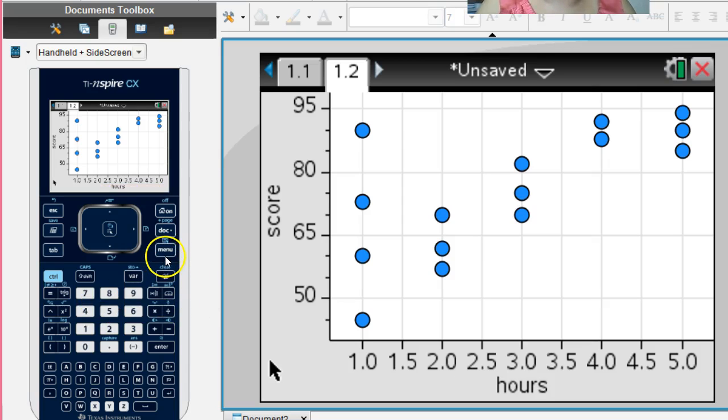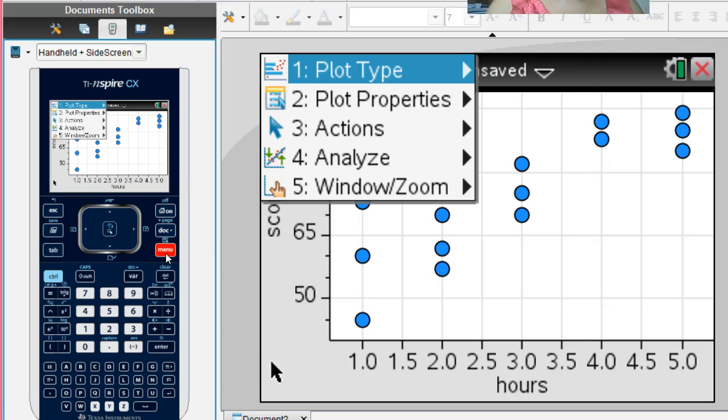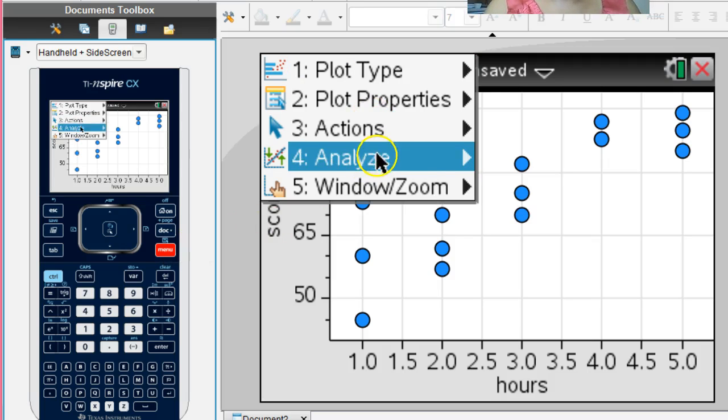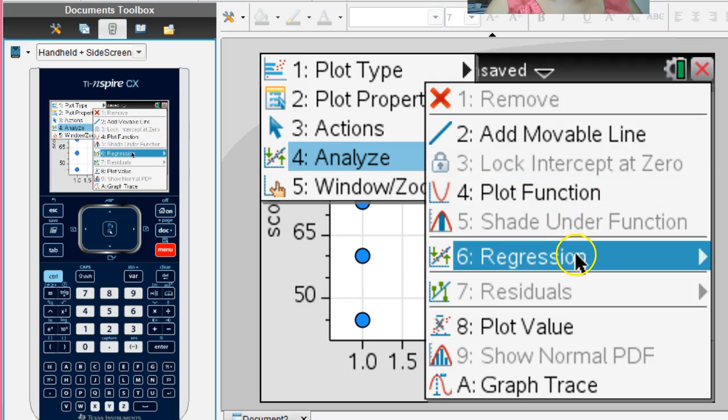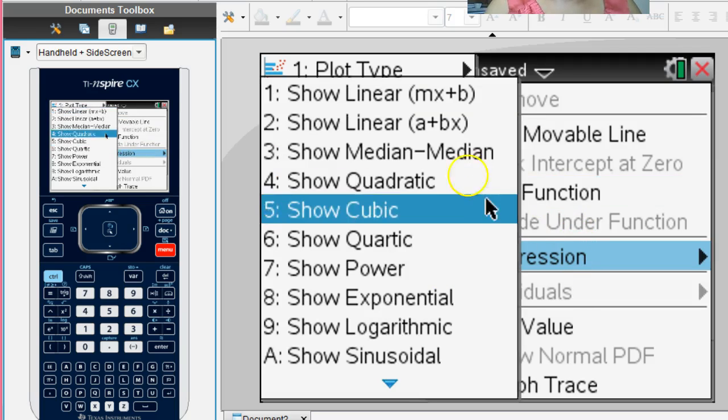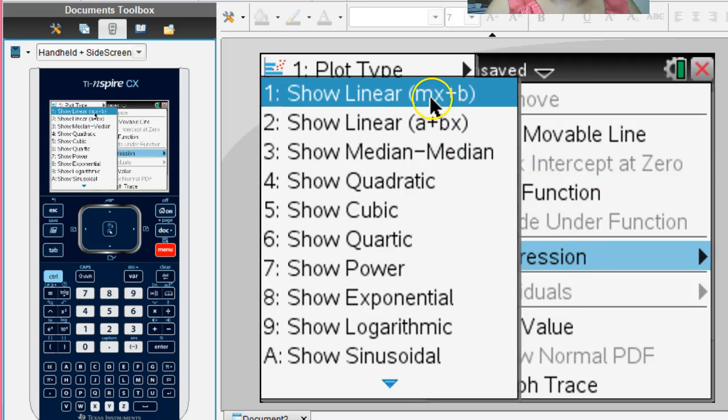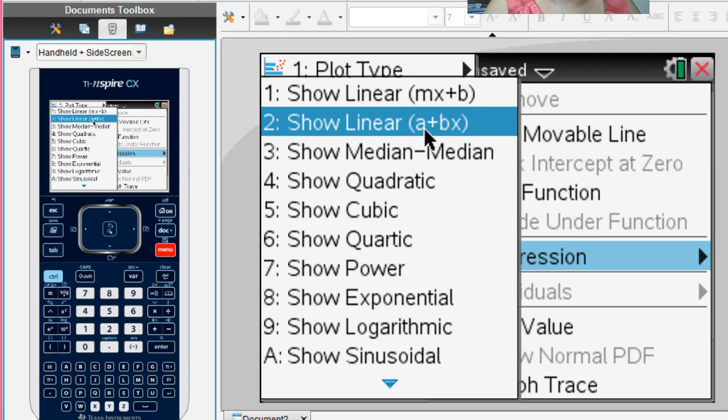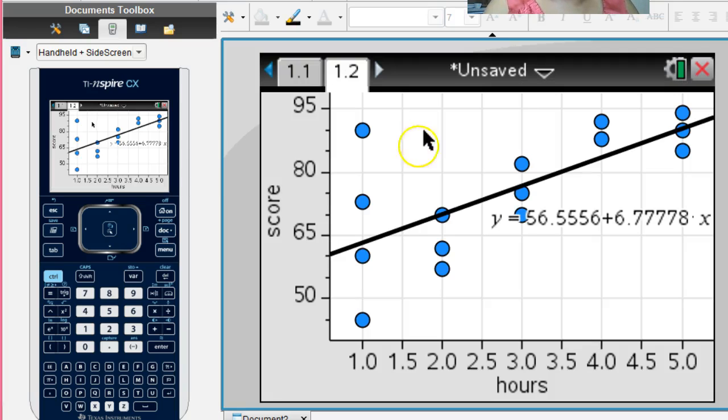To find the best fit line, the calculator uses the least squares. And that will basically find the best fit line if one exists. So in order to determine that, I hit Menu, Analyze, and Regression. And then I want linear, so I can either use this form or this form. It's the exact same one. So I want to see the linear regression.